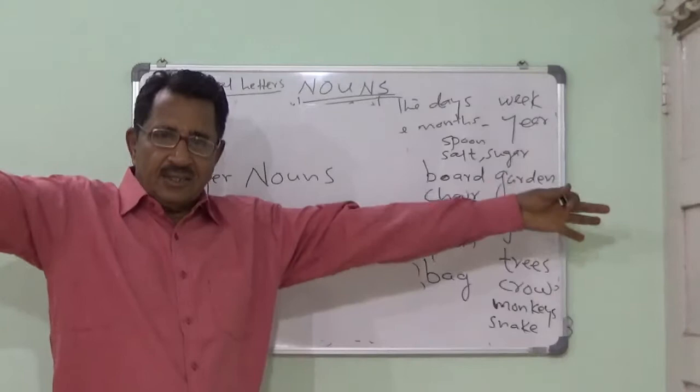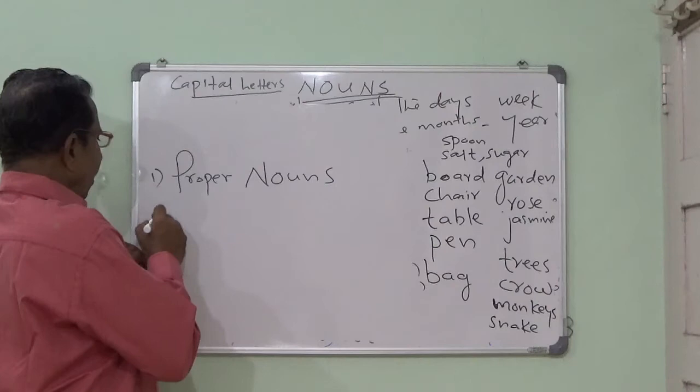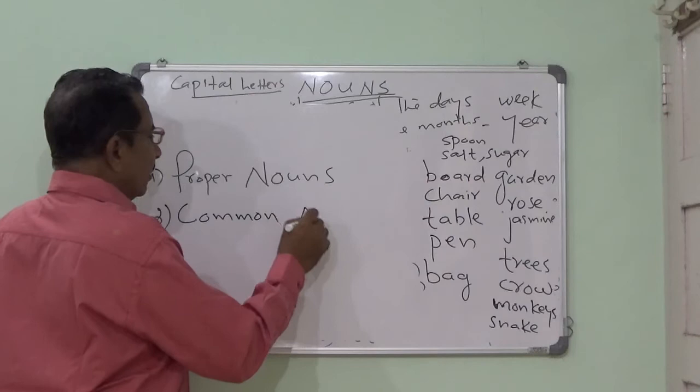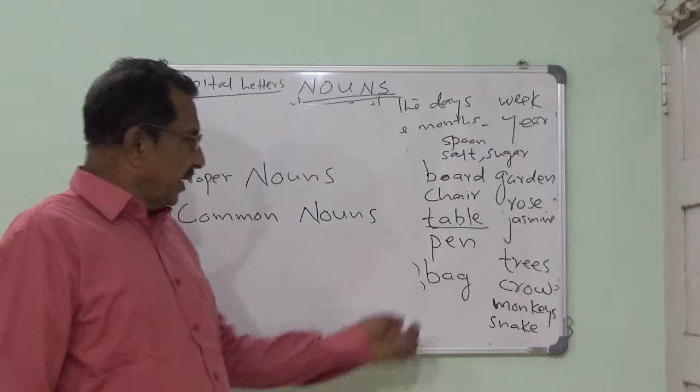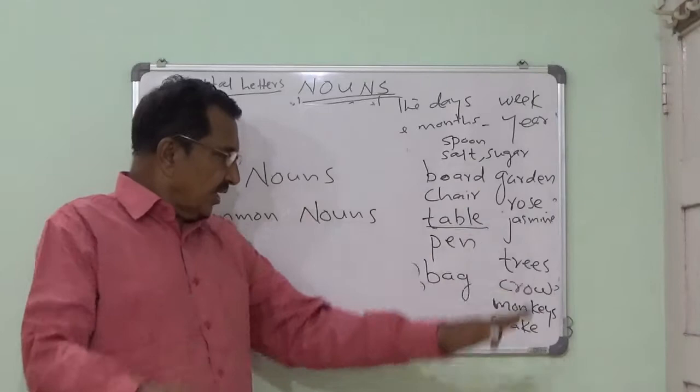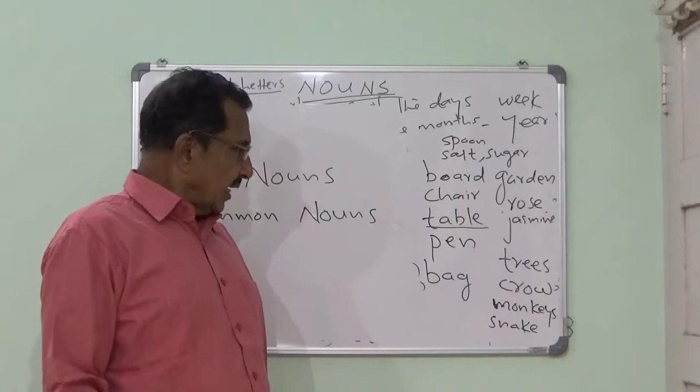Such nouns are called, huh? Common nouns, common. Common nouns. Because this name can be used for anyone in that group. Table, any table; pen, any pen; bag, any bag; trees, any tree; crow, any crow; monkeys, any monkey; snake, any snake; rose, any rose.